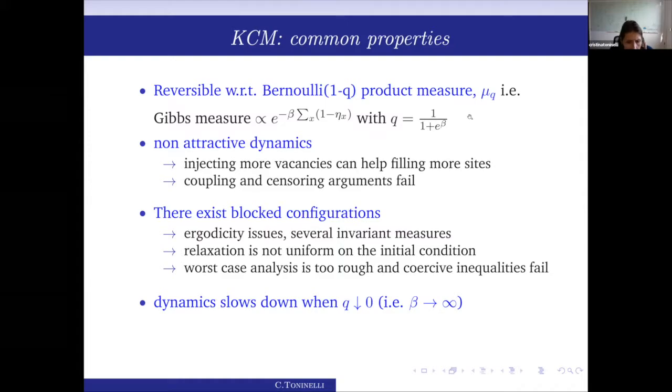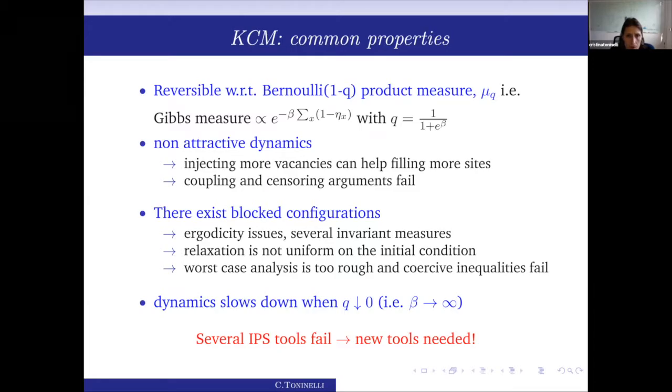Okay, so as I said in the beginning, due to this peculiar feature, the presence of these constraints, which are hard in the sense that they imply that some of the update rates can be 0 depending on the configuration, several tools have to be profoundly modified in order to deal with these models.